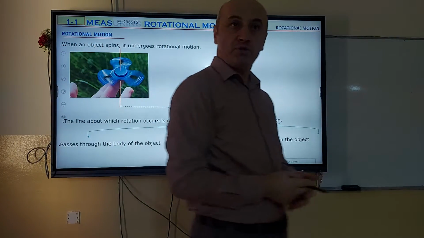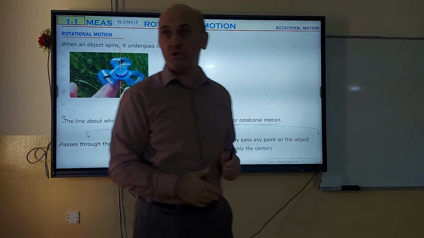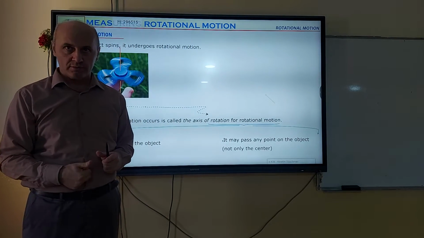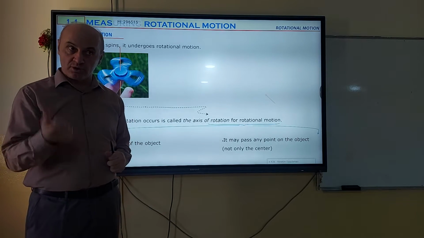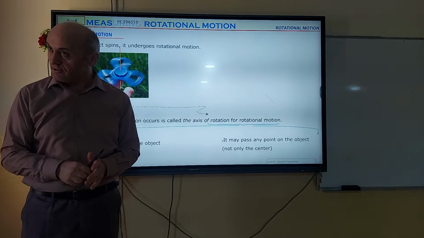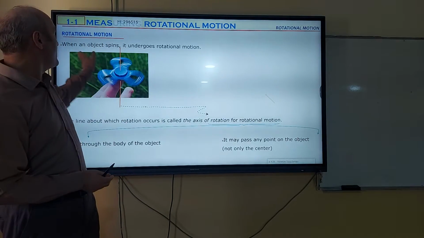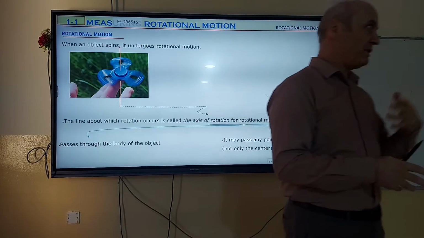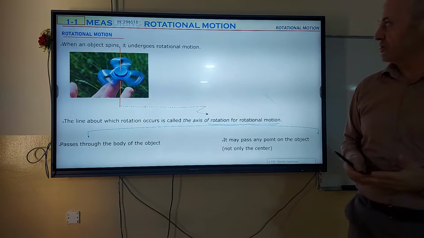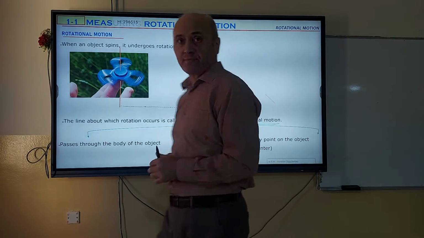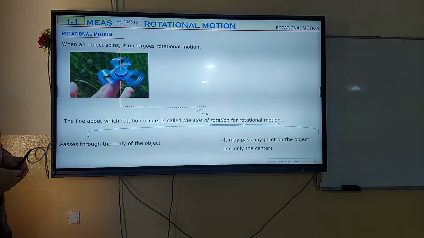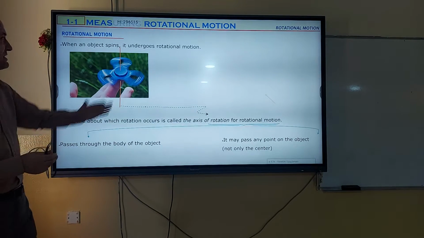In the book, your book starts by defining rotational motion, even though I went into details with circular motion, because most problems are about circular motion. But the book's definition starts with rotational motion. When an object spins, it undergoes rotational motion. Spins, rotates, it undergoes rotational motion. And as an object is rotating, it rotates about a specific point.